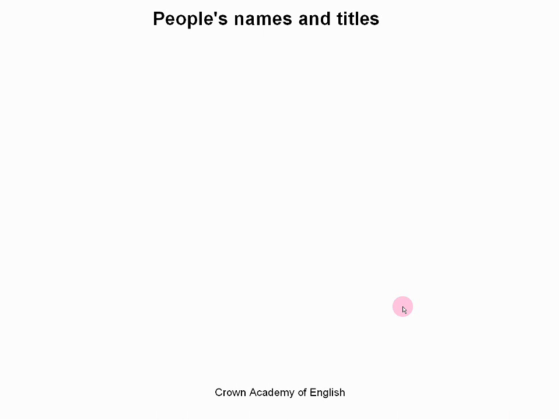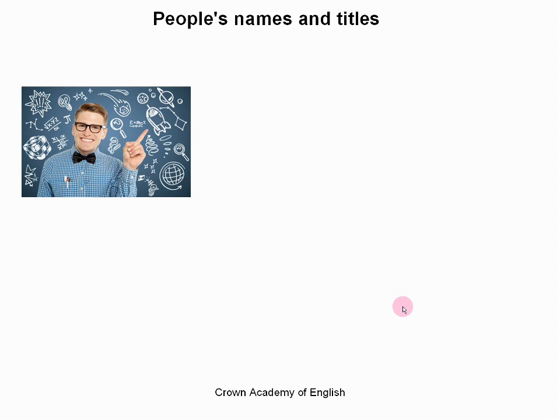People's names and titles. This is a very common use of capital letters. Example: my teacher is called Mr. Gibson. So Mr. is the title, and so we spell it with a capital letter, and Gibson is his name, so we write that with a capital letter.